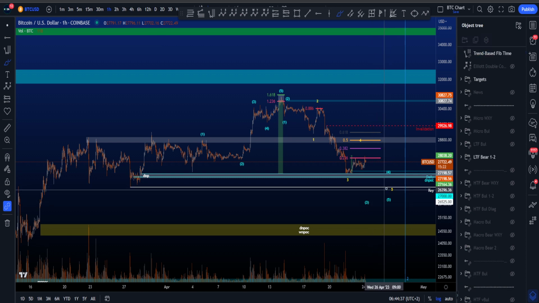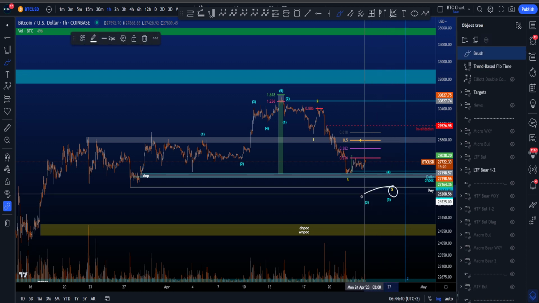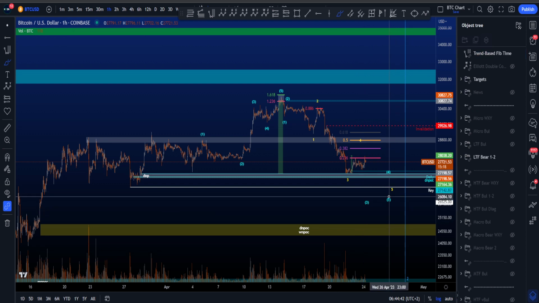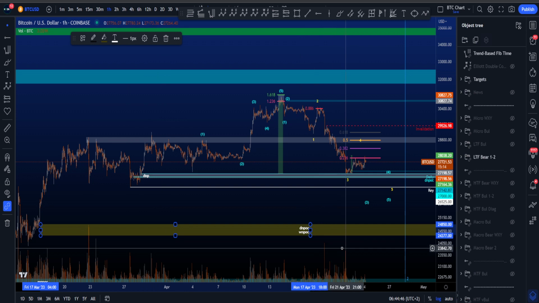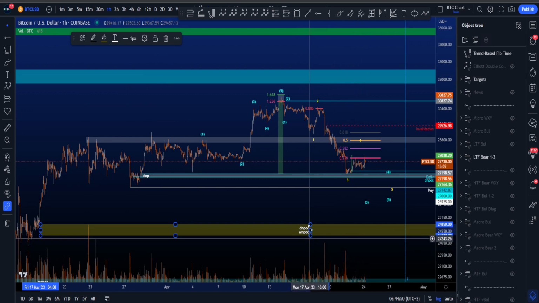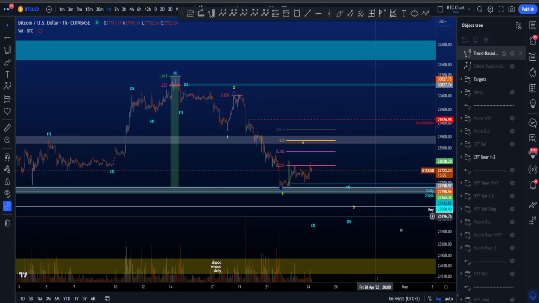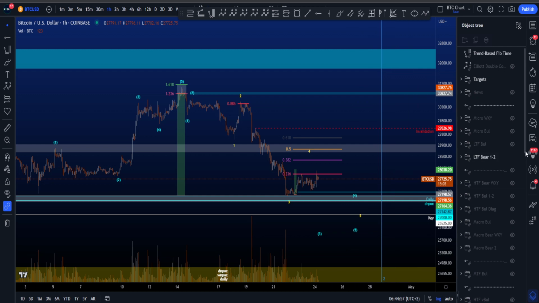But eventually the targets of this yellow wave 5 are then the end of the blue wave 3. Then we have a blue 4 and a blue 5, where eventually, just for me in general, an important target box is this 24,850 to 24.3k target area over here, with the target area that is yellow. So we have to wait and see what price is going to do if it goes that low.